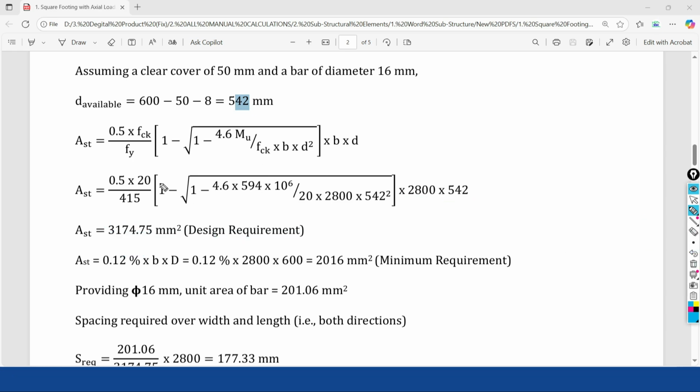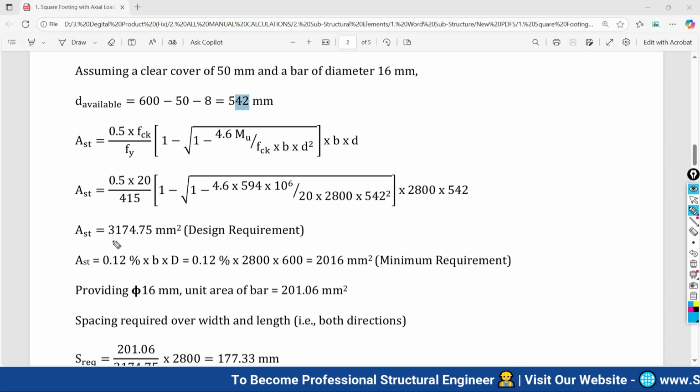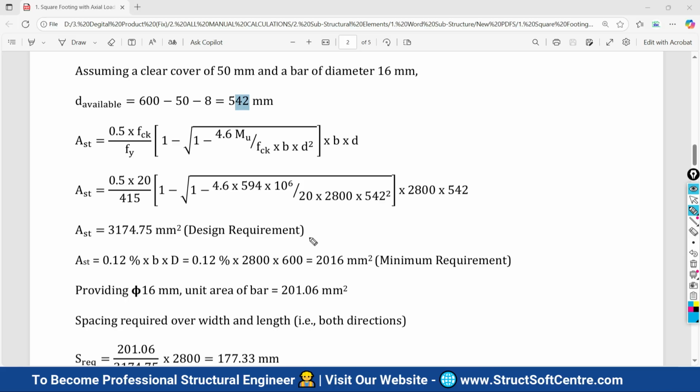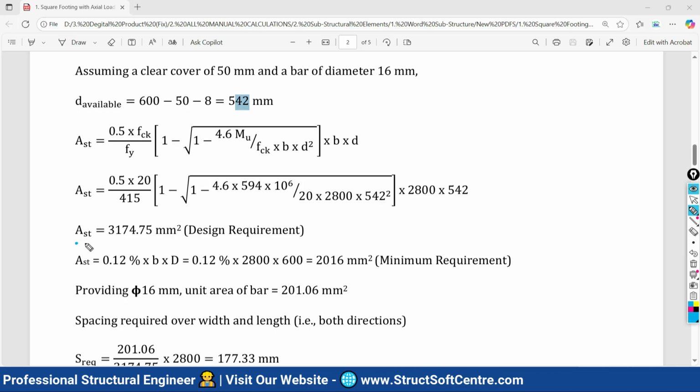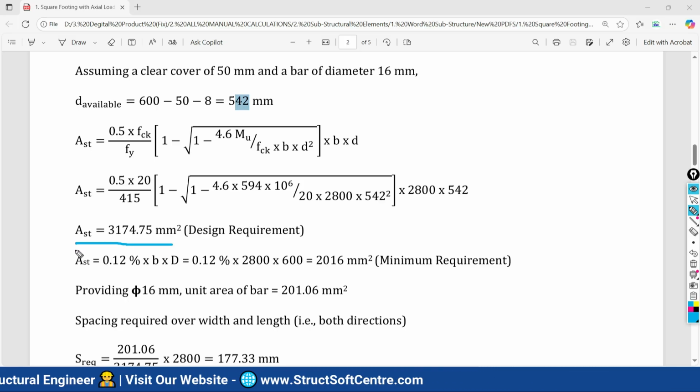After putting all the values in this formula, we are getting the area of the reinforcement required, and that is nothing but 3174.75 mm square. This is the design requirement. This much area of the reinforcement you have to provide for the flexure.